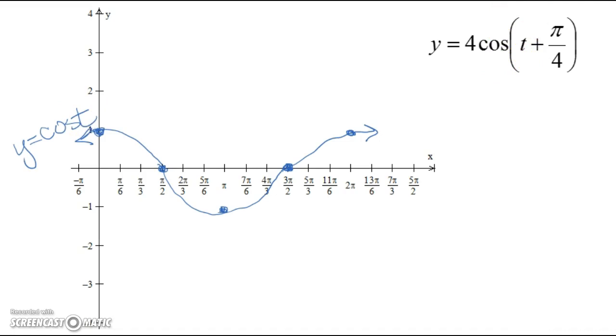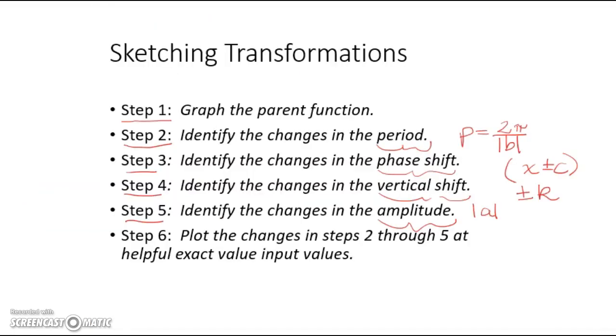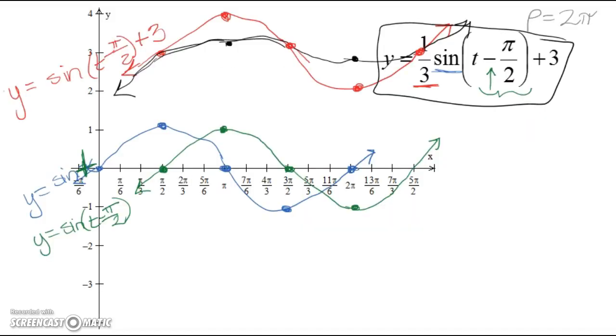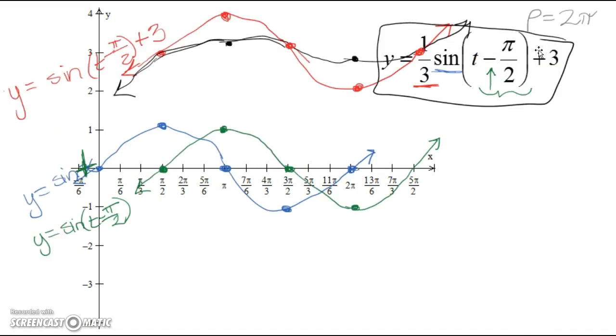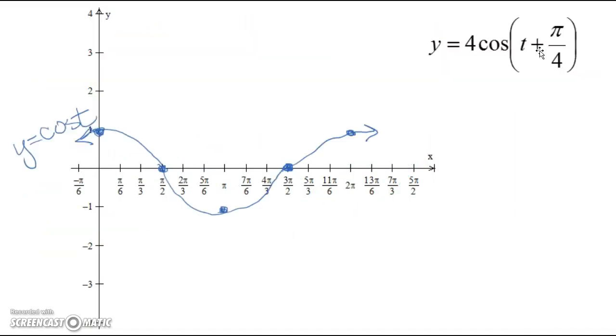And then the next thing that we're going to handle according to our step-by-step process after we have graphed the parent function is we're going to look for a period change. And again, we can look right here and the coefficient is 1. So there is no period change that we have to handle. And then the next step is a horizontal shift. This is shifted pi over 4 to the left.